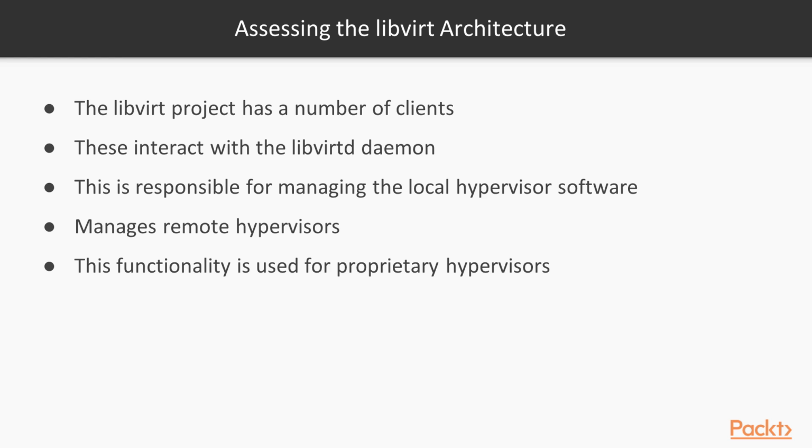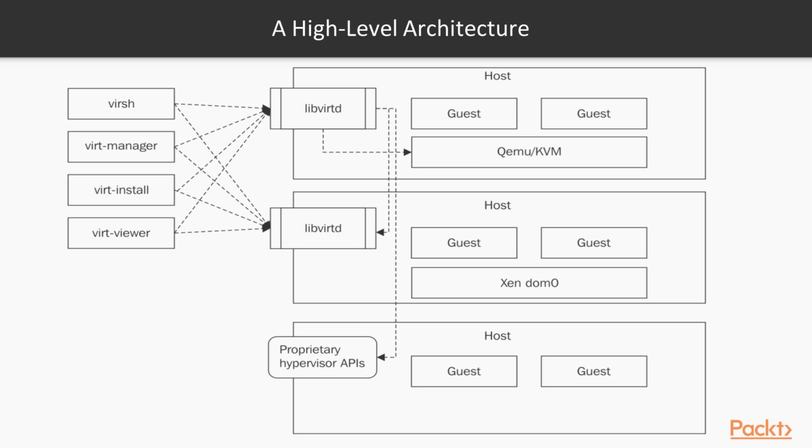Now let's have a look at the Libvirt architecture. So, the Libvirt project has a number of clients that interact with the Libvirt daemon. This daemon is responsible for managing the local hypervisor software, and is even able to manage remote hypervisors. The latter functionality is often used for proprietary hypervisors that offer the necessary APIs to manage the virtual resources on the host. This high-level architecture is displayed in the diagram on your screen.